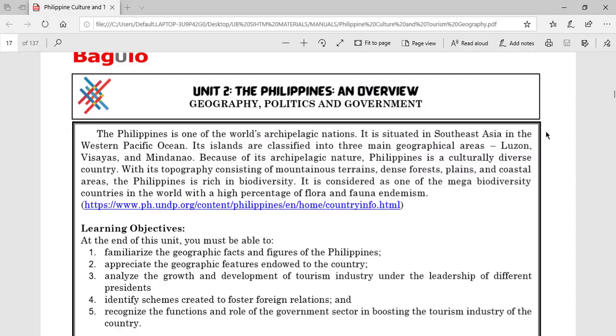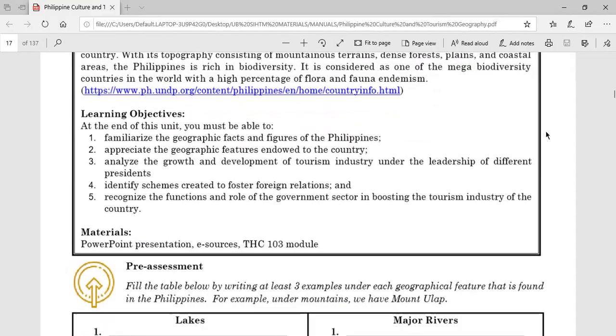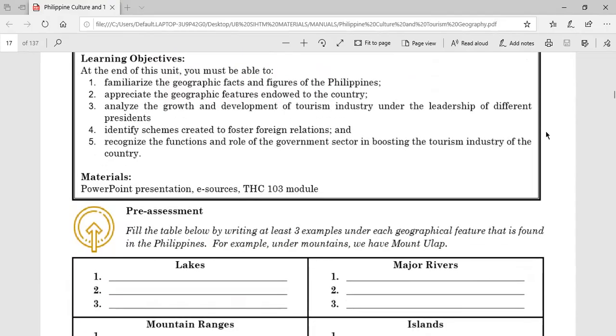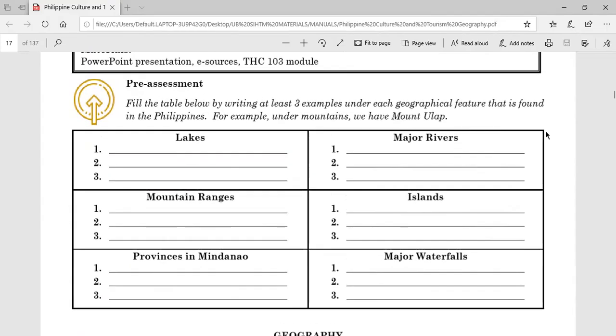Oh, by the way, class, I am encouraging you to follow my discussion with your physical handout with you as we will be taking notes of some changes that happen in the Philippines that aren't updated in your handout yet. Right, so as pre-assessment, we're actually supposed to brainstorm this one as a class, but since we're doing this as a video lecture, just recall some of the lakes, major rivers, mountain ranges, islands, provinces in Mindanao, and major waterfalls on your own.